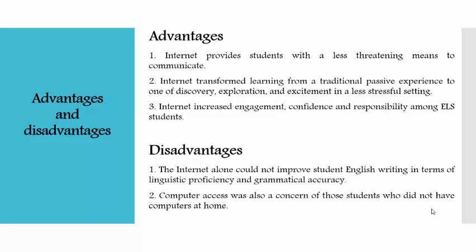Two disadvantages were found as a result of implementing Internet within teaching and learning foreign languages. Firstly, Internet alone could not improve student English writing in terms of linguistic proficiency and grammatical accuracy. Secondly, lack of home computer access would put those students at a disadvantage because they could only use class time and class breaks during the school day to access the computers in the computer lab.